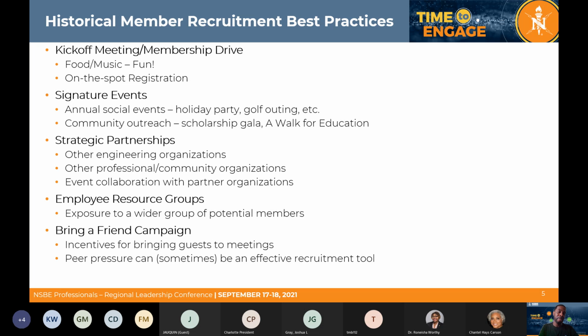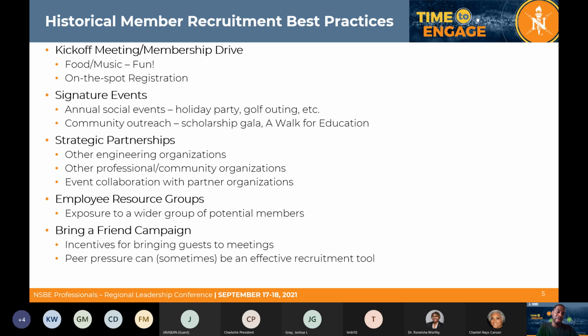So your chapter can approach these companies that your members work for and see if you can partner with these employee resource groups. And so that's another avenue to gain exposure to people who work in these companies that may not know that your local NSBE chapter exists. So that's another avenue to gain more exposure with potential members.